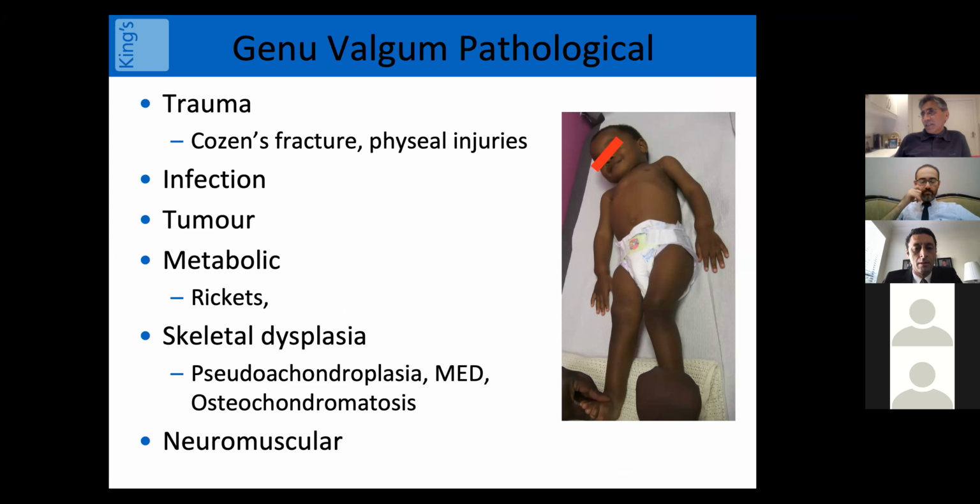Again, even in our place, rickets is quite common. Genu valgum is more common than genu varum. And as you can see here, the rachitic rosary, history is important. And there are other causes. I think one important cause I'll discuss in a bit more detail is Cozen's fracture. Again, these are all rare causes. And neuromuscular, cerebral palsy, is a completely different ballgame.